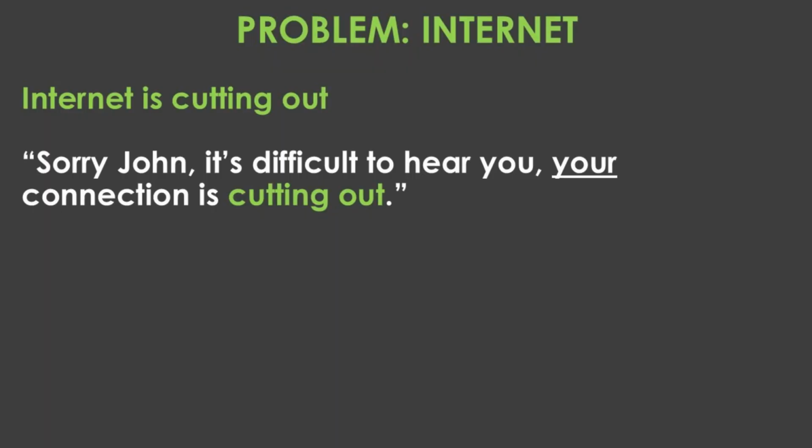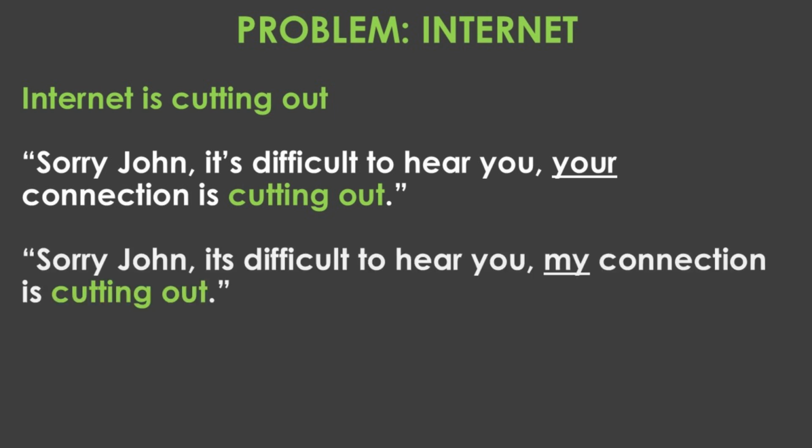If your internet connection is turning on and off or is going really slow and it's making it difficult for you to understand the person, we use the verb cut out. For example, John, it's difficult to hear you. Your connection is cutting out. If the problem is on your side, you say, sorry, John, it's difficult to hear you. My connection is cutting out.